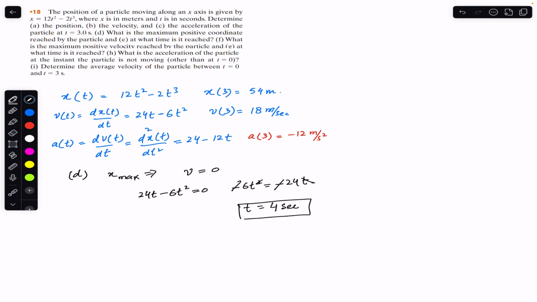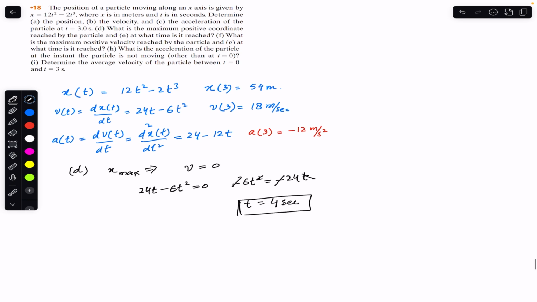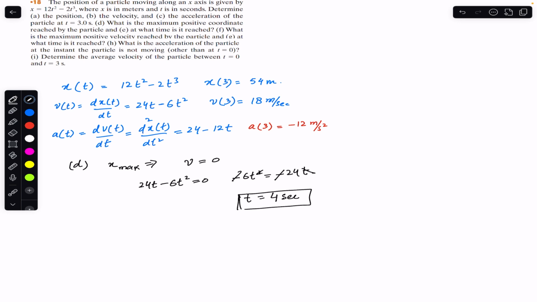So at t equals 4 seconds, the particle position will be at the maximum x coordinate. So we can say that at t equals 4 seconds, the velocity will become 0 and the x coordinate will become maximum.